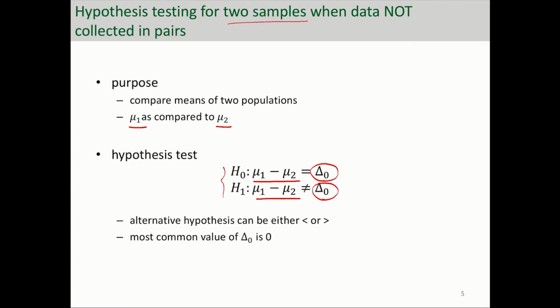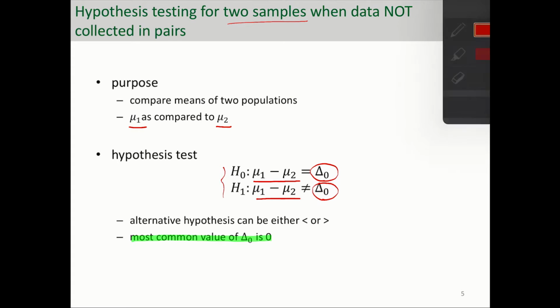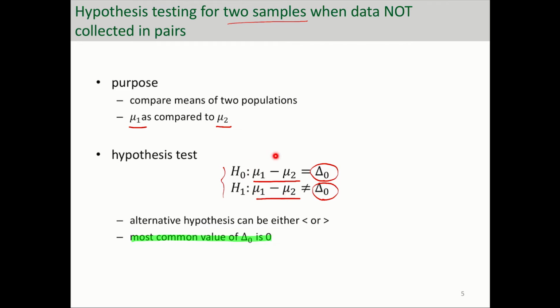But delta naught is commonly, the most common value for delta naught is 0, which means we're going to look at if there is any difference between mu1 and mu2. By picking 0 for delta naught, that implies that we're going to look at any difference, if there's any difference that exists between mu1 and mu2. So this type of test can be two-sided, as you can see here, or it can be one-sided, just like the other hypothesis tests that you have seen before.